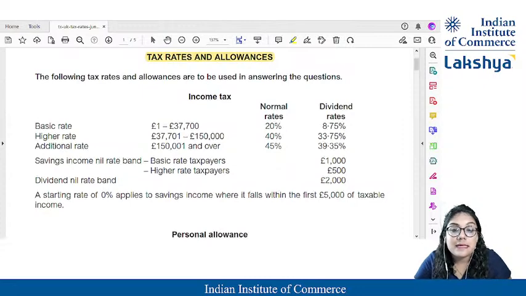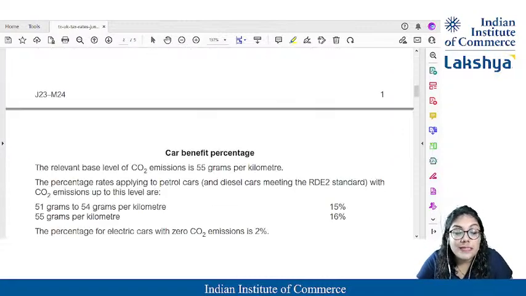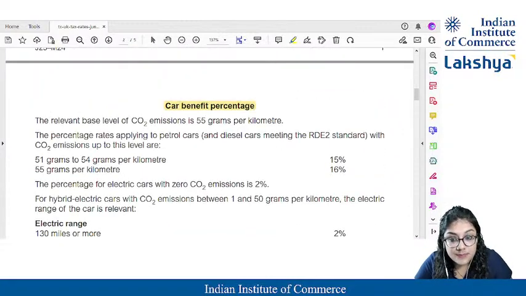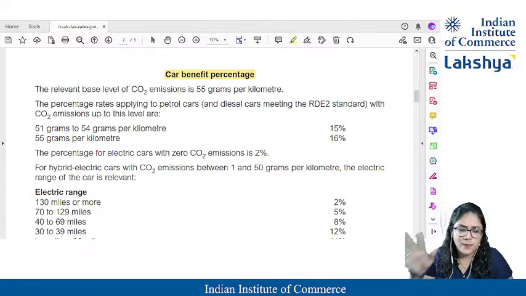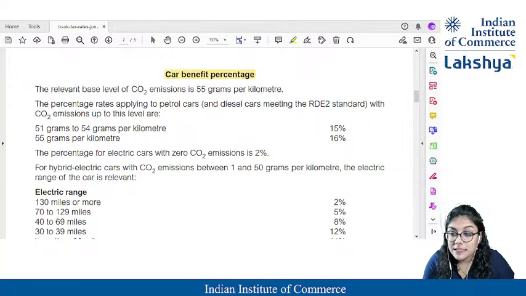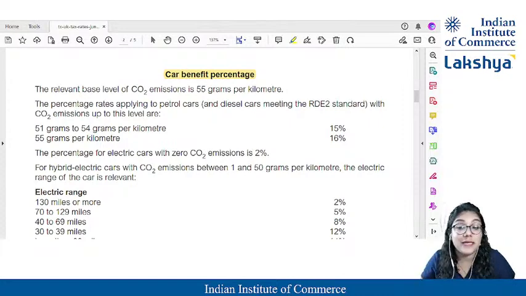See, income beyond this was being taxed at the rate of 40%. Yeah, so that we understood. Students, about motor car benefits, if my car emits this many grams per kilometer, that is basically 51 to 54 grams per kilometer, then 15% is the rate that we need to apply. If it is more than 55 grams per kilometer, then it is 16%, which has been revised, guys, which has been changed. Need to take care of that.